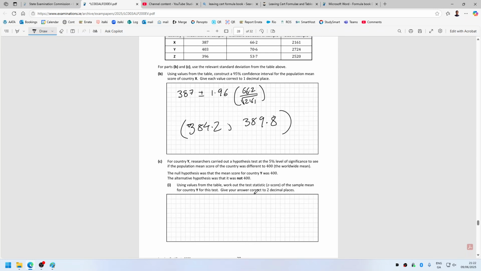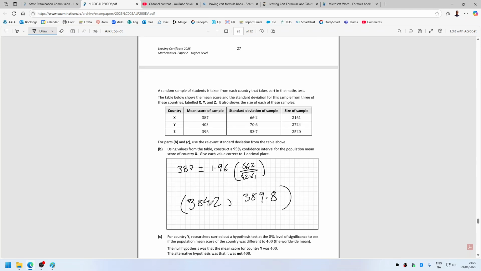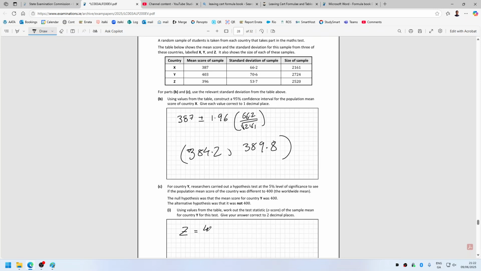For country Y, a researcher carries out a hypothesis test at the 5% level to see if the population mean differs from 400. The null hypothesis is that it is 400. The alternative is that it is not. Use the table to work out the test statistic for this test. 403 minus 400 over sigma over root n. That is 2.22.